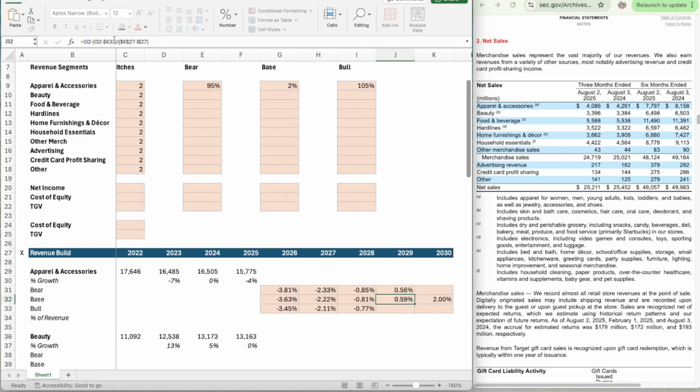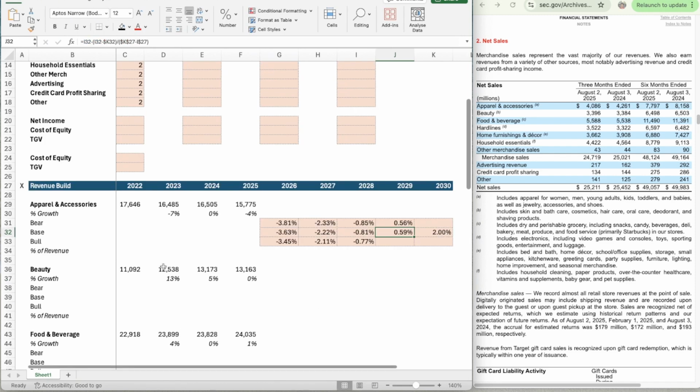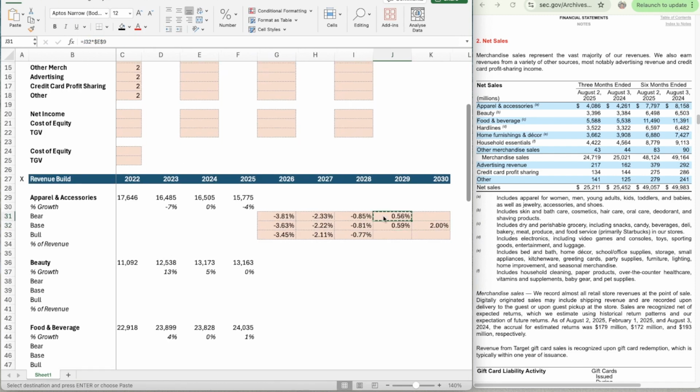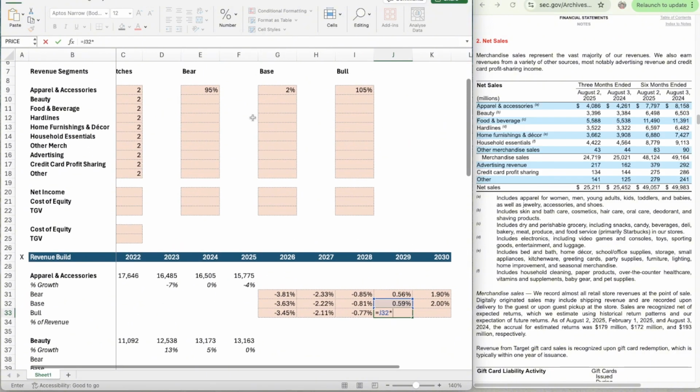I know it can get a bit confusing at times, but blame Target for not performing well and having revenue growth. It just makes it difficult for us when they underperform.